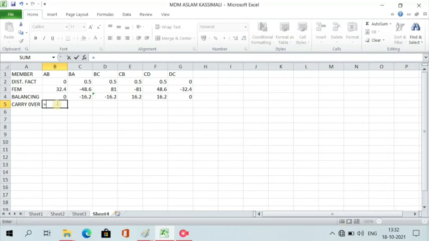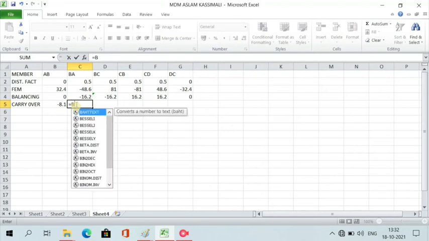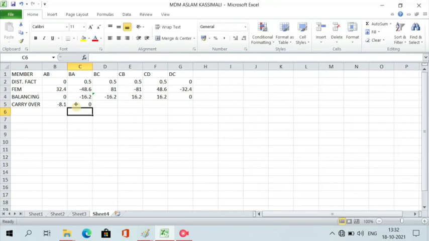So what I will write, we will place equal to sign. Then half of the moment will be carried over now. So C4 divided by 2. Press enter. We got this. And for BA, AB is the far end. So we will put equal to B4 divided by 2. We will get 0 only. And for BC, what is the far end for BC? For BC, CB will be the far end.